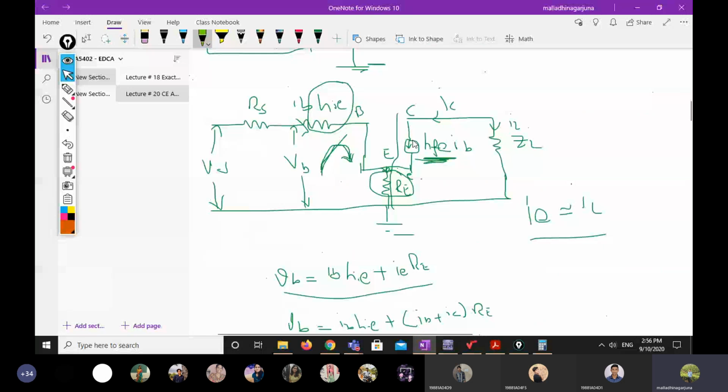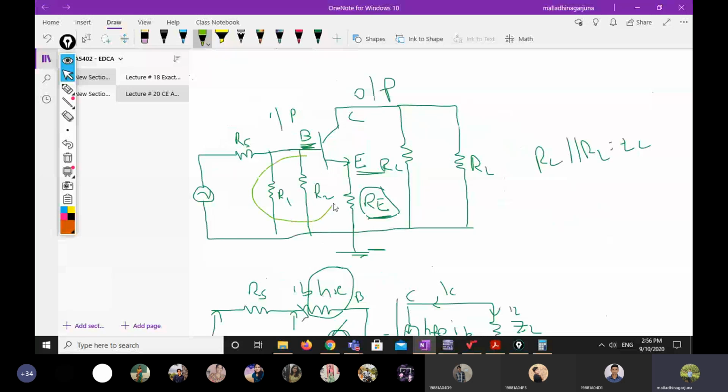So see in this circuit diagram, R1 and R2 are there in between RS and HIE. These two resistors I didn't take. Why? Because these two values are very large compared to the input impedance, so I need not consider them. I didn't take this.